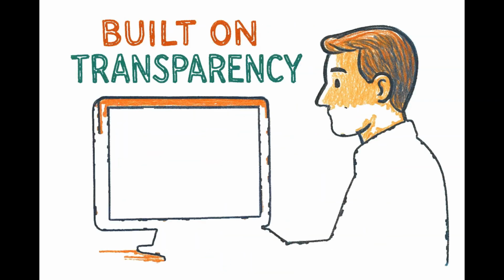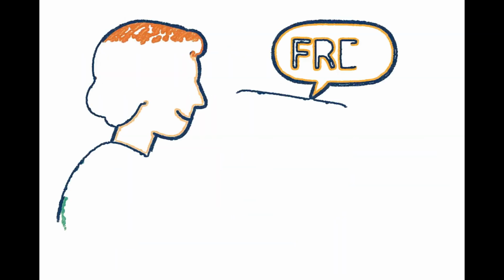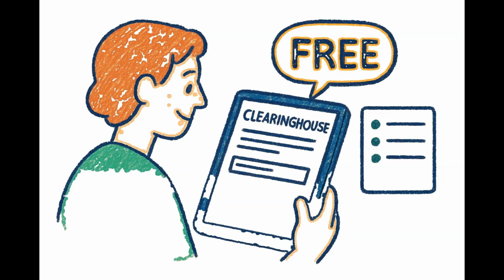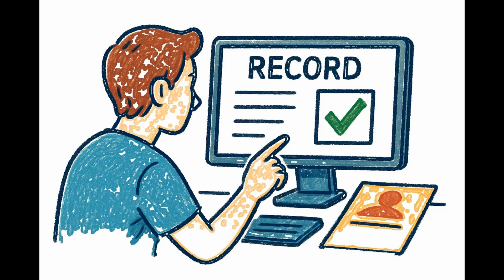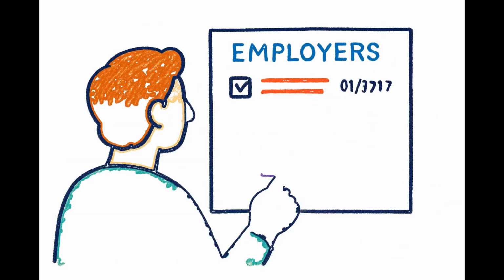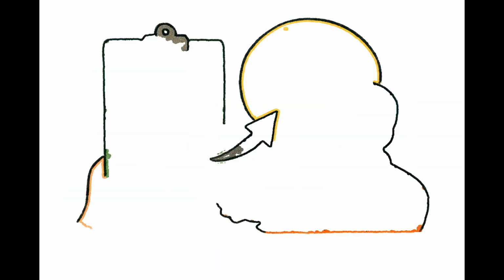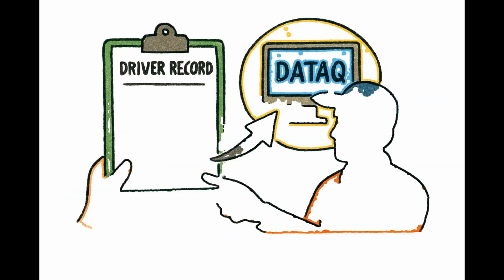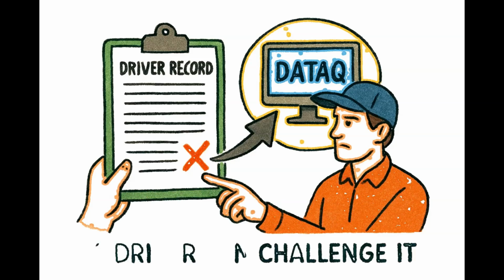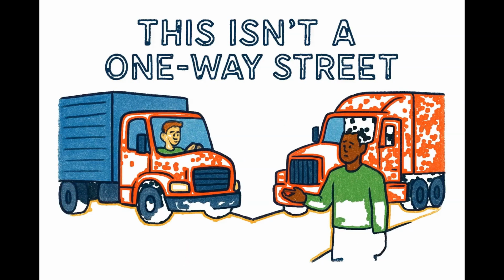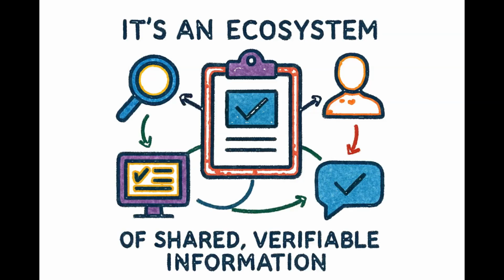The system is built on a foundation of transparency, and that extends to drivers. A driver can access their own Clearinghouse record at any time, completely free of charge. They can see exactly what their record contains. They can also see a list of which employers have conducted queries on their record and when. And if a driver believes information in their record is incorrect, they have a right to challenge it through the FMCSA's official data queue system. This isn't a one-way street. It's an ecosystem of shared, verifiable information.